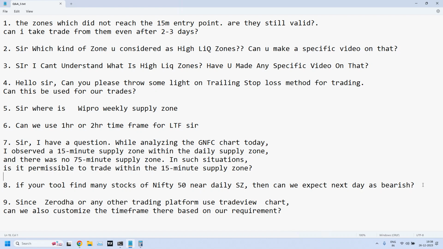There is no strong rule that if the stocks are near supply zones, next day is going to be bearish. There is no such kind of strong rule, but one possibility is there. Why is there no guarantee? See, there is one more possibility. Next day, all those supply zones might be violated. If all the supply zones are violated, what happens to the market?